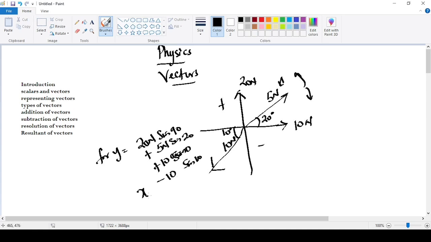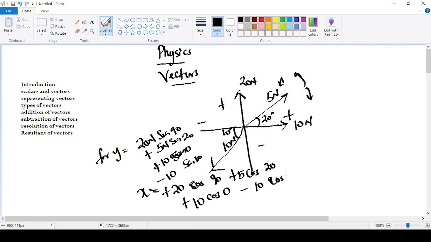And for the x component, we'll have the same values again, but now consider positive x and negative x. Let's start from 20 again. 20 cos 90, plus 5 cos 20 plus 10 cos 0 minus 10 cos 10. That's for this 10 that is here.